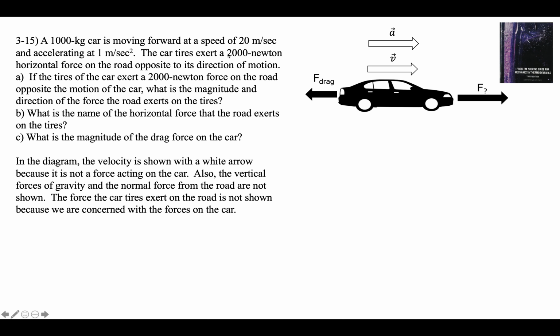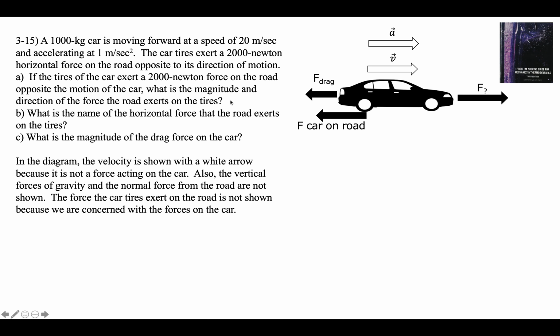The car tire exerted 2,000 Newton force on the road opposite to its direction of motion. Let's put that on there. The car tires are pushing back on the road with a force of 2,000 newtons. Part A, if the car tires exert a 2,000 Newton force on the road opposite the motion of the car, that is backwards, what is the magnitude and direction of the force the road exerts on the tires?